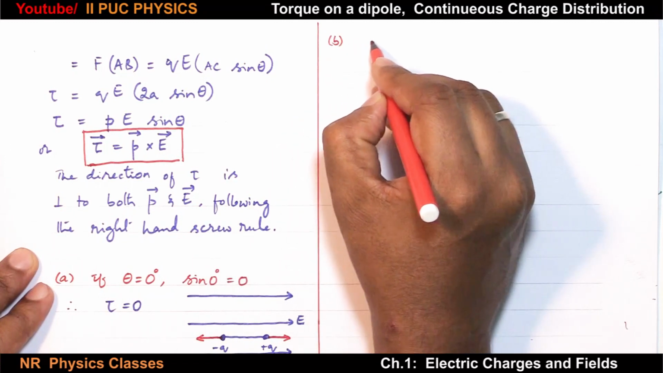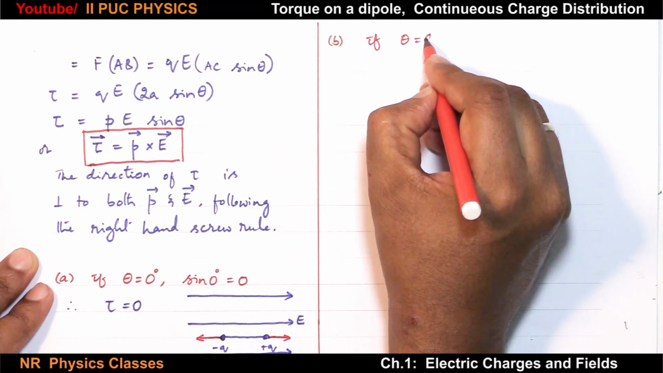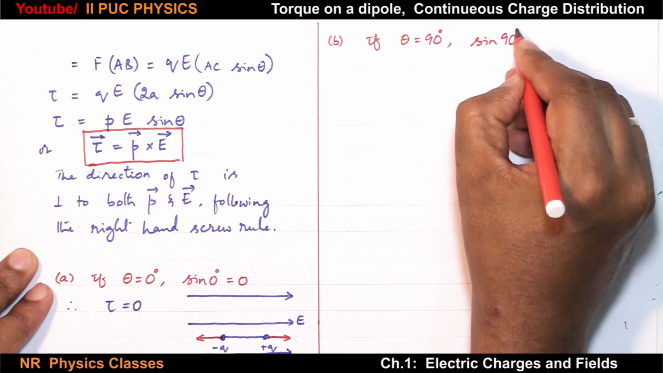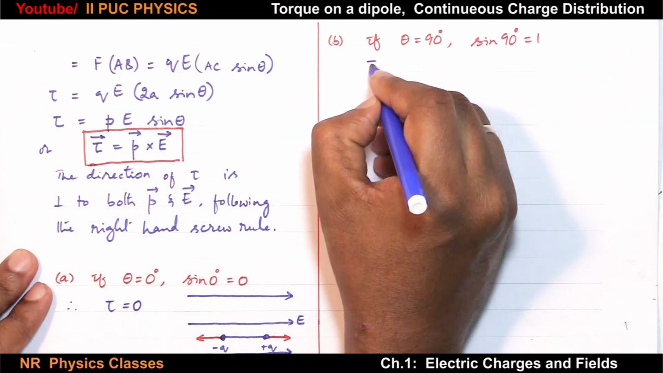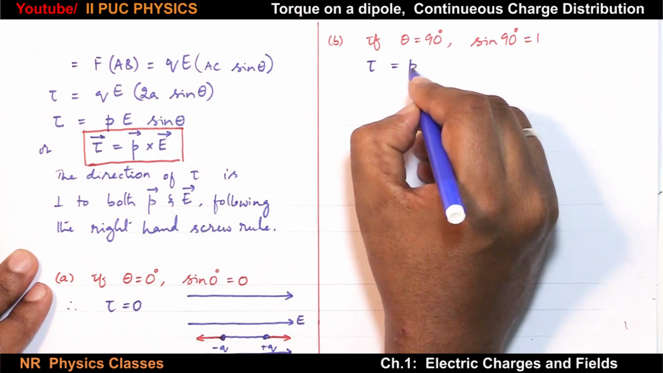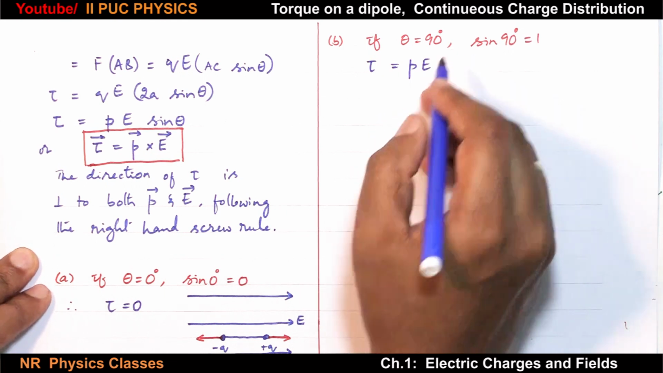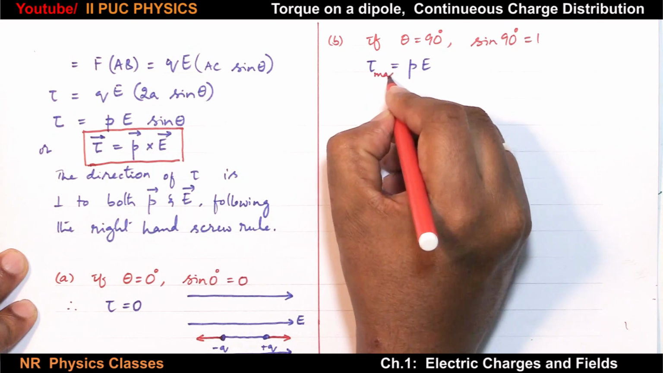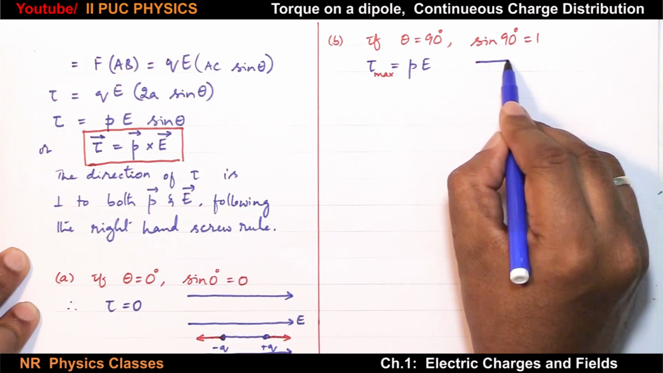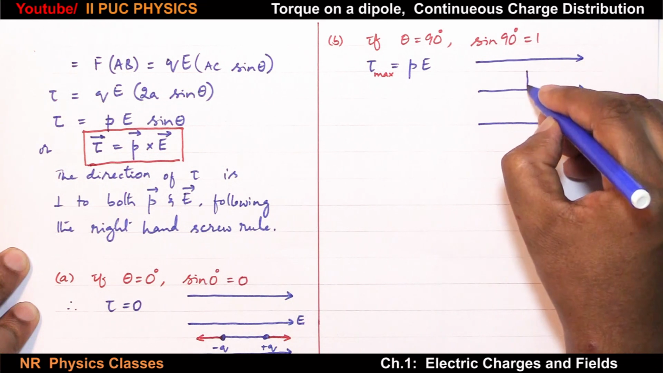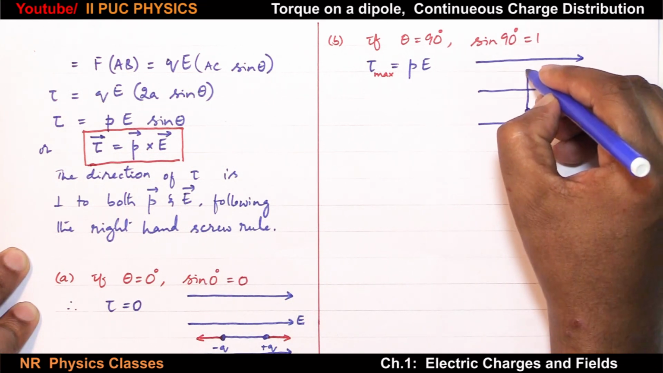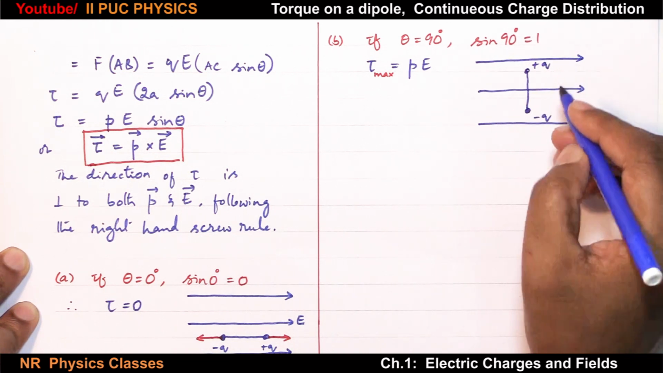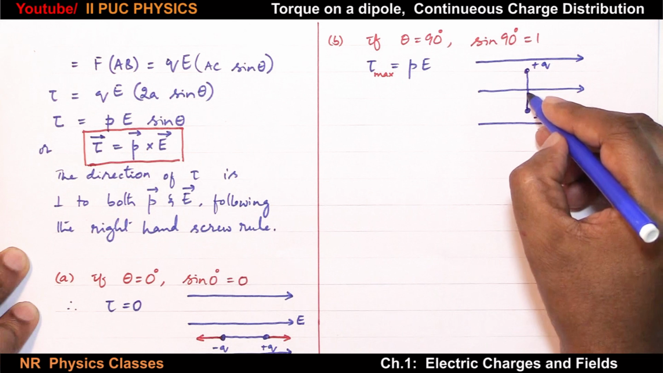Second note, if theta is 90 degree, sine 90 is 1, then torque equals P into E, and this torque is maximum if theta is 90 degree. Torque is maximum. This is electric field. This is the dipole, minus Q plus Q. Dipole moment is from minus Q to plus Q.